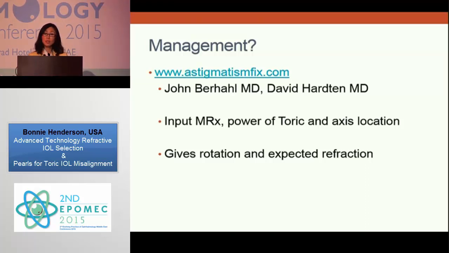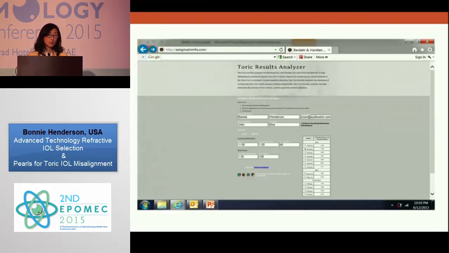So you put in the information: the manifest refraction of the current refraction, what toric power was placed, and the axis, and it tells you exactly where to rotate it. It'll say rotate the IOL 20 degrees to this particular axis, and this is what the residual cylinder will be. So astigmatismfix.com, very, very easy to use.